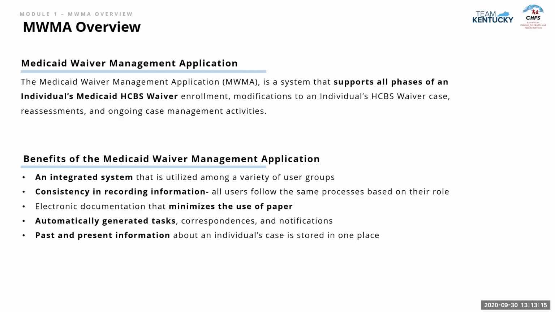It also has consistency in recording information. So again, with multiple user groups utilizing this system, it's important that there's consistency in the way that they go about recording information for citizens in order to provide the best service possible. Also, electronic documentation is quite useful, minimizes the use of paper, is environmentally friendly, and also allows us to have that central data hub where we can store all of that information. Automatically generated tasks are a feature of the system as well. And I don't know about you, but whenever I get into a system, I greatly appreciate when it's task-based, just because I know I can click start on that task, navigate through the necessary screens, and when I click submit, I know I've done my job.